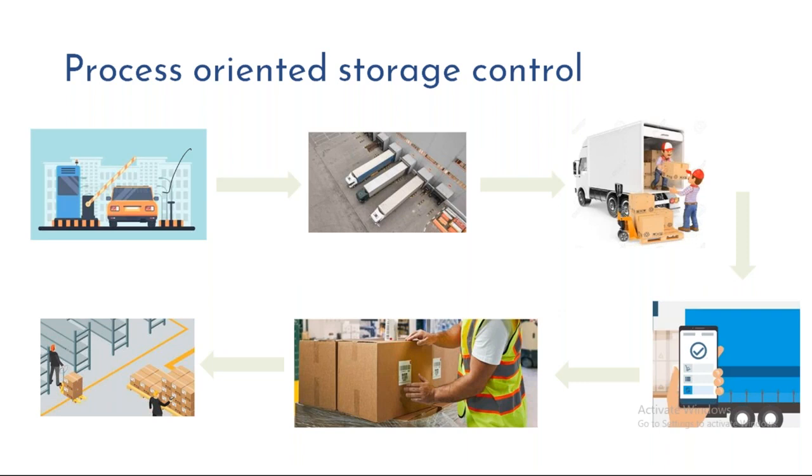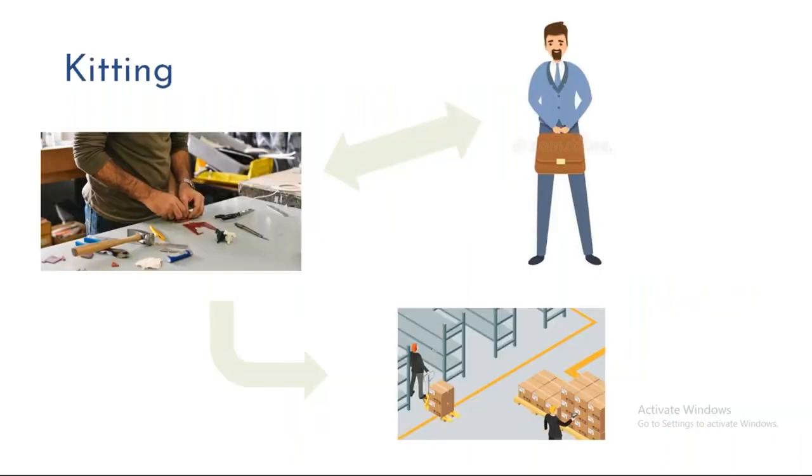So these are the processes available in outbound also. Again, as I mentioned, other WMS software will focus on the storage and receiving and shipping related activities, whereas EWM focuses more on processes. And we have some special processes. So we have a special process called kitting.